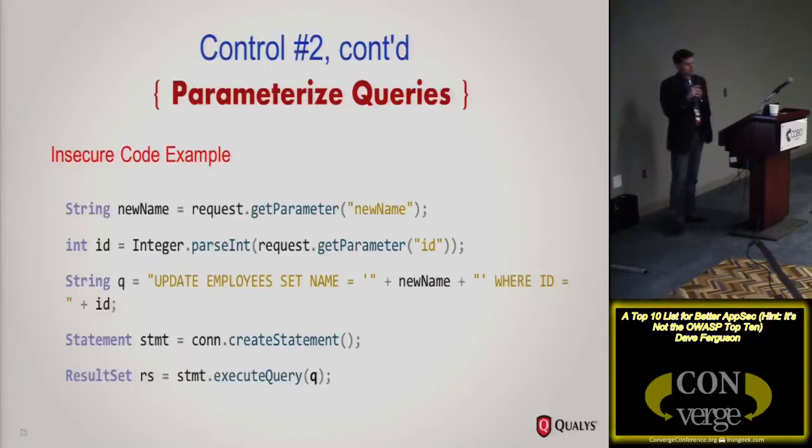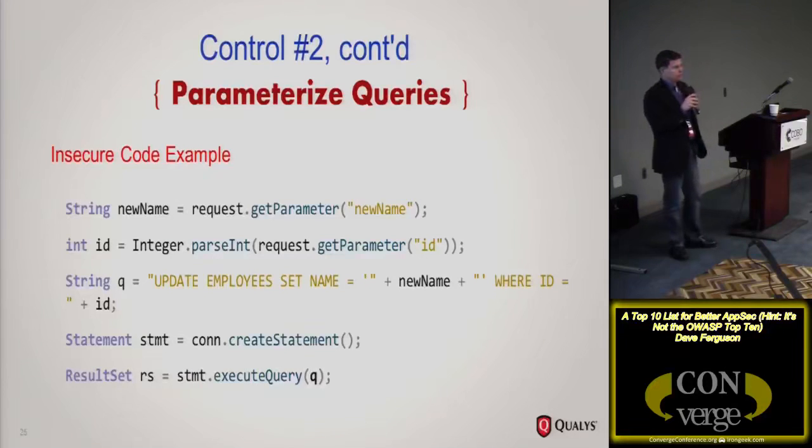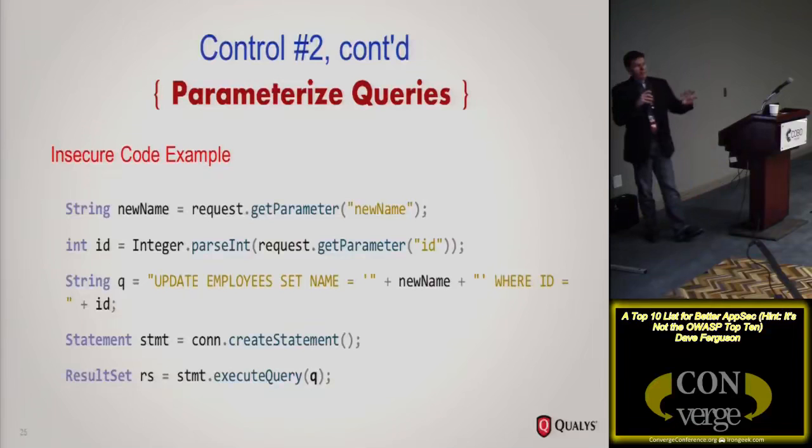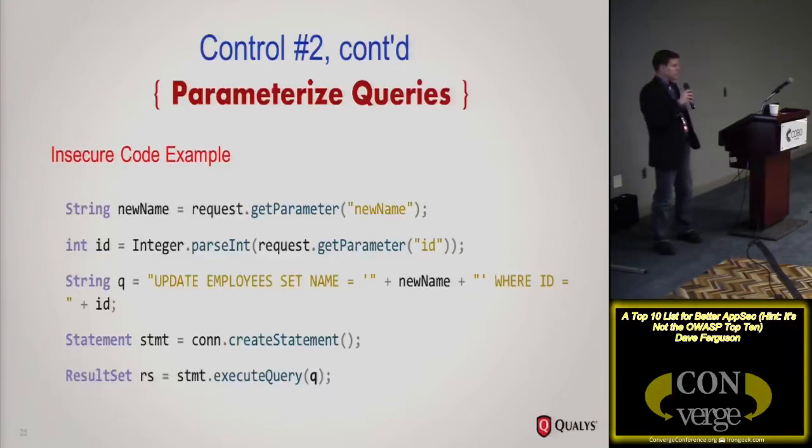The new name variable and the ID variable are not trusted. They're coming in from the user in an HTTP request. And if that data is crafted in just such a way, the user can modify the SQL query and do nefarious things. So this is really the heart of SQL injection here. It's the string concatenation code.